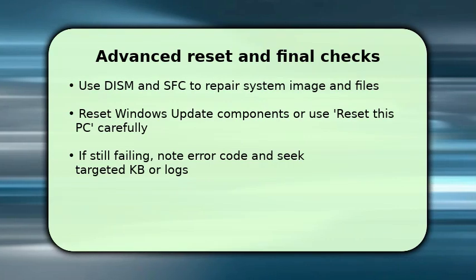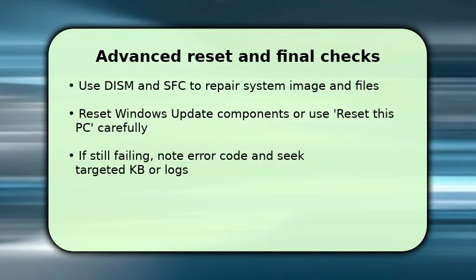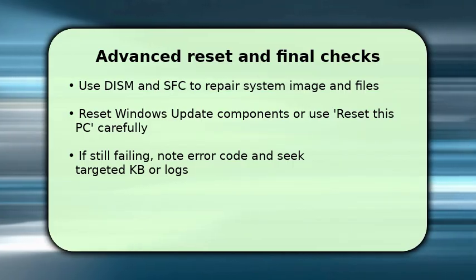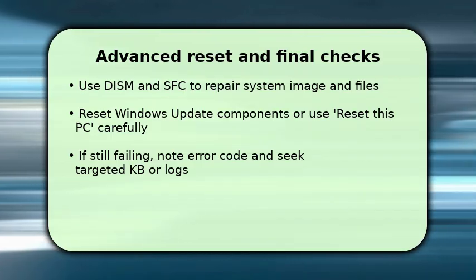If updates still fail, run DISM /Online /Cleanup-Image /RestoreHealth followed by sfc /scannow to repair the system image and corrupted files. These commands fix components that block updates. Once they complete, reset Windows Update components, or, if necessary, use Reset this PC while keeping files, only after backups.